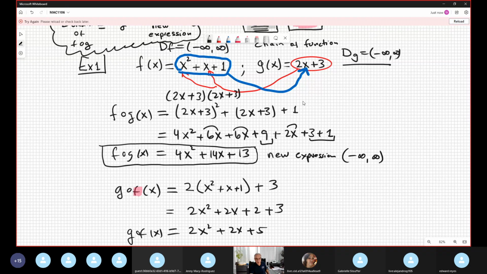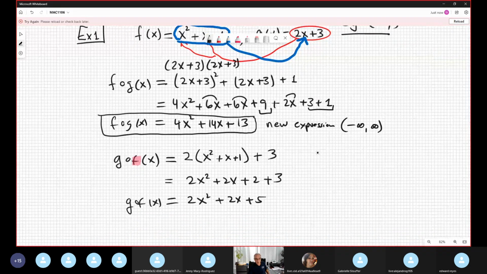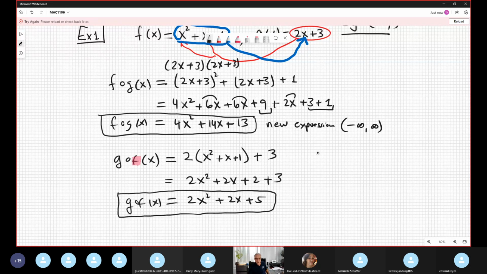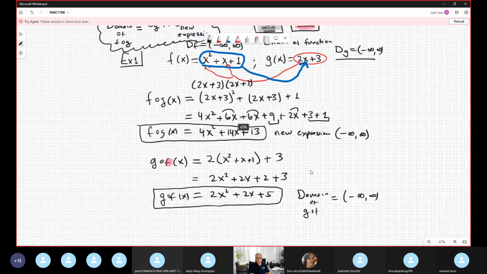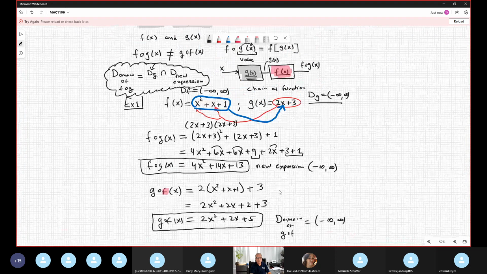By the way, guys, again, the domain is all real numbers because both functions F and G, the originals, are polynomials, and the new expression is also a polynomial. And the domain of G composition F again is all real. Cool? Okay. So I want to do another, more complicated example. It's more exciting, more complications. But don't worry, it's easy.